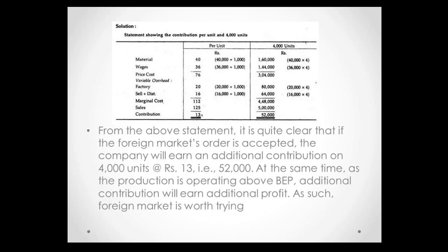So for 125 rupees into 4000 units, you are getting 5 lakhs. So we are getting a contribution of profit of rupees 52,000. So if we are getting another order of 4000 units, we are getting an additional contribution of 52,000. So this foreign market order is accepted.